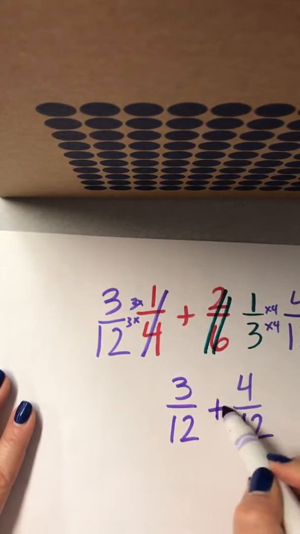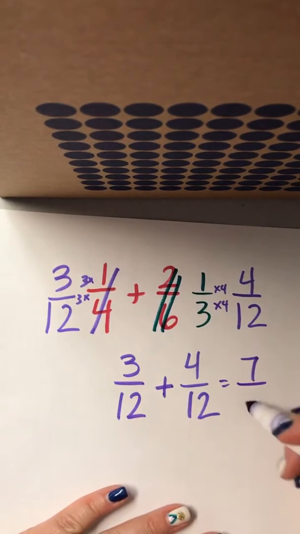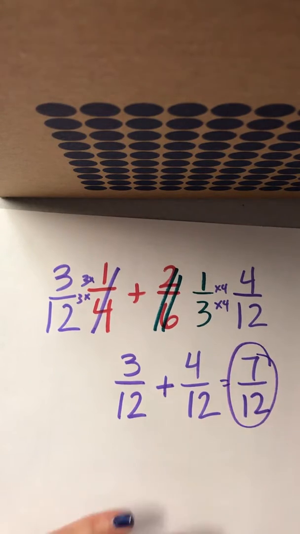So now I add these. Pretty simple. 3 plus 4 is 7. And I'm working with 12ths. This is in simplest form. 7's prime. 12 is not a multiple of 7. Boy, we keep getting ones with primes.